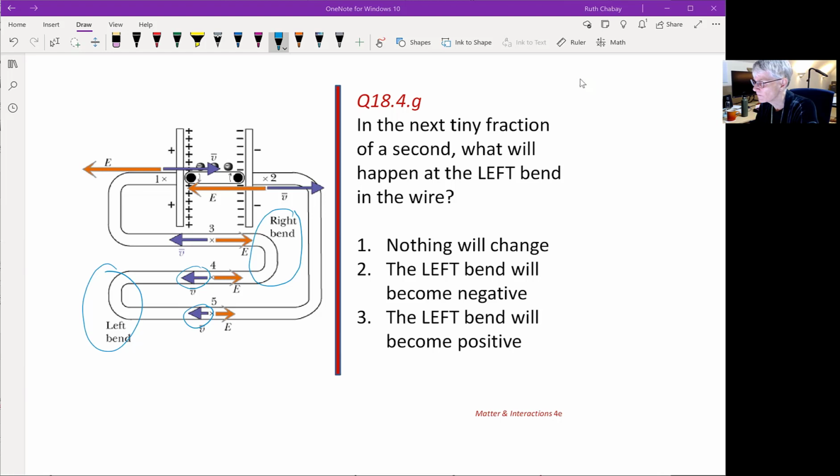So you say that the left bend is actually going to become negative. And that's clearly exactly what's going to happen because we've got electrons moving in here. We've got electrons moving in here. We don't have any electrons moving out of here. So indeed, this left bend of the wire becomes negative. Now let's think about where that negative charge is going to be. Remember that excess charge, this is excess negative charge and this is a conductor. So this excess negative charge is actually going to pile up on the surface of the wire.